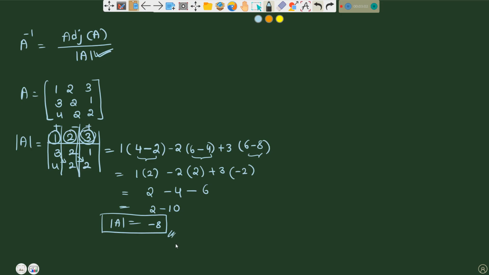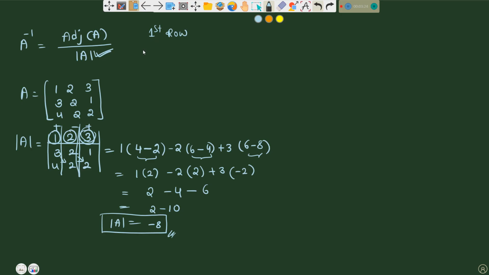This is not equal to 0, so further you can find the A inverse. To find the A inverse, first you have to find the adjoint, and to find the adjoint, first you have to find the minor of all the elements. Okay, let us do that. In the first row, try to find the minor.